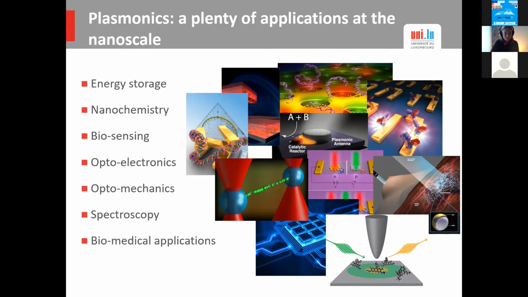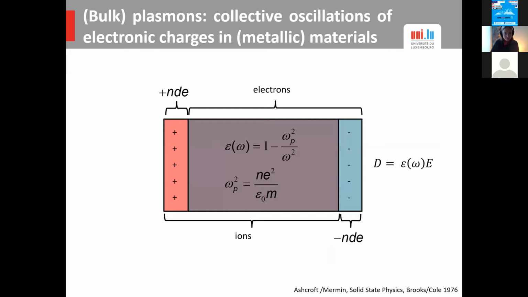For instance, plasmonic nanoparticles are used to do optoacoustic imaging of tissues or try to destroy cancer cells in organs. So just to give you an idea, a plasmon is just a collective oscillation of electronic charges in metallic materials. So if you apply a bias or an electric field, you have a displacement of the charges around the ions. So you create this oscillation that, if you think about a periodic electric field, is jumping back and forth in time. And this is a very simple concept.